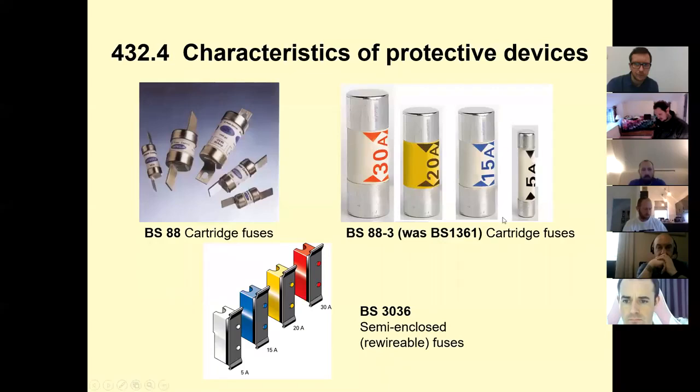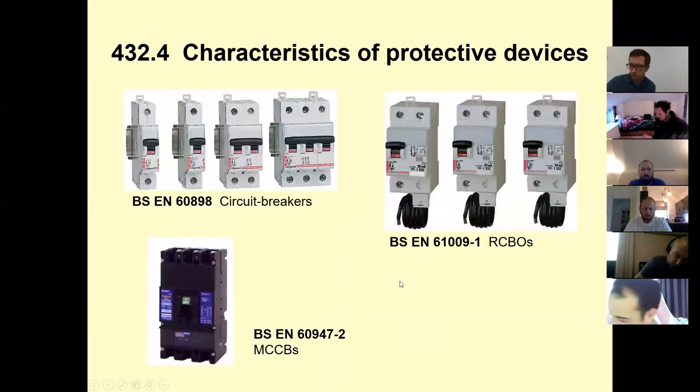They were BS 1361, but they got redesignated in the 17th edition of the wiring regulations to BS 88.3. But they go by the names of cartridge fuses, link fuses, industrial fuses, rewirable fuses, semi-enclosed fuses. But it's these numbers that you've got to learn. So again, you'll spend a little bit of time on the workbook becoming familiar with those.